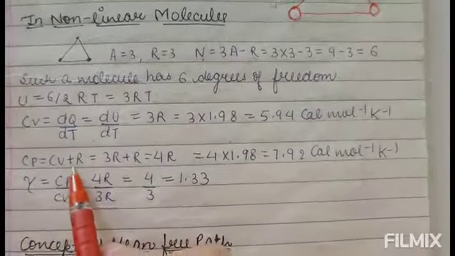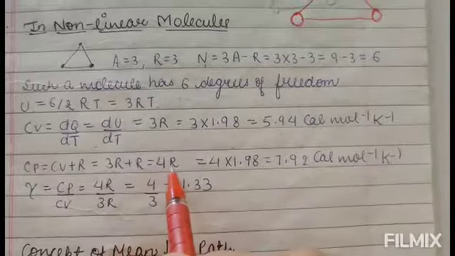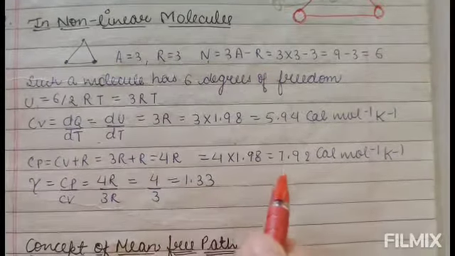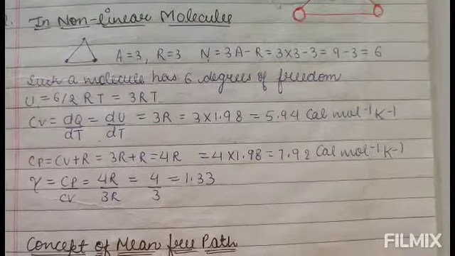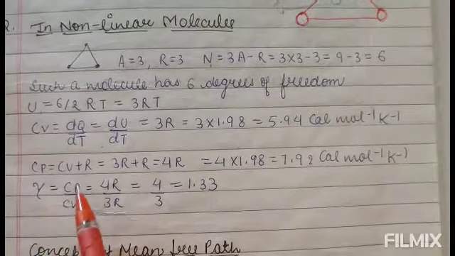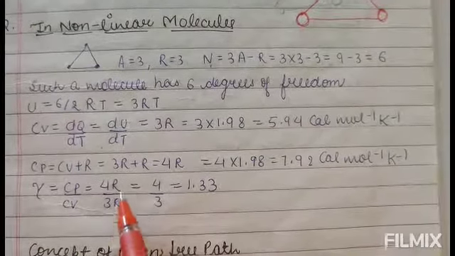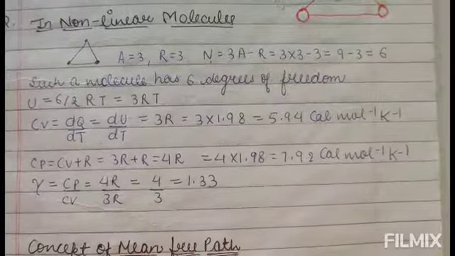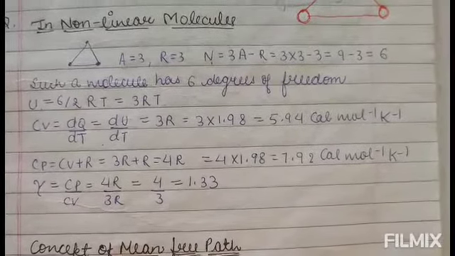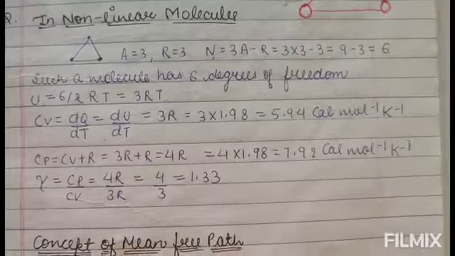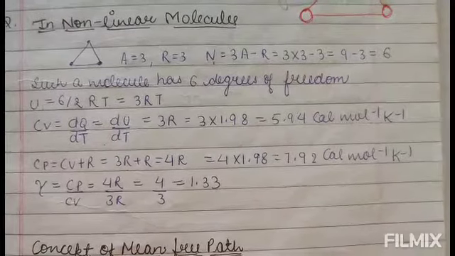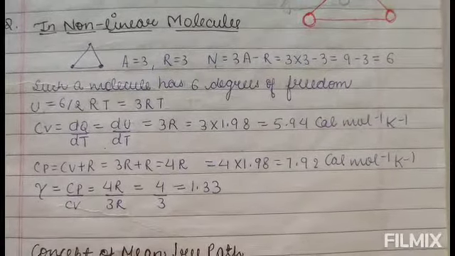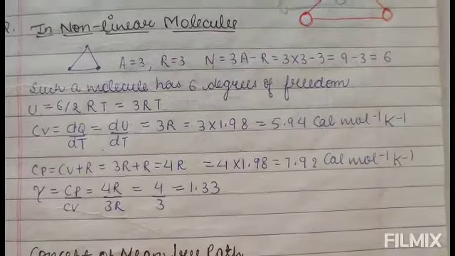Now Cp equal to Cv plus R, so 3R plus R, that is 4R, 4 into 1.98, that is the value of R, so it will be 7.92 calorie per mole per Kelvin. Now the gamma we will calculate, which is Cp upon Cv, 4R upon 3R, R would be cancelled, 4 upon 3, and it is equal to 1.33. So these are the triatomic gases. Already we have seen the linear arrangement and the non-linear arrangement. For both we have seen the degrees of freedom, the energy associated with each molecule, and the ratio of Cp and Cv.